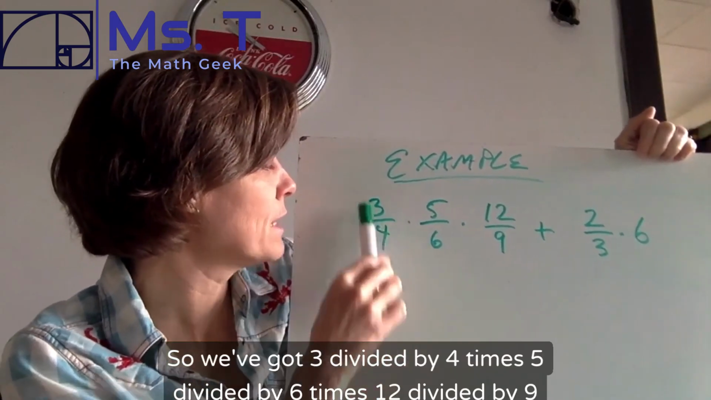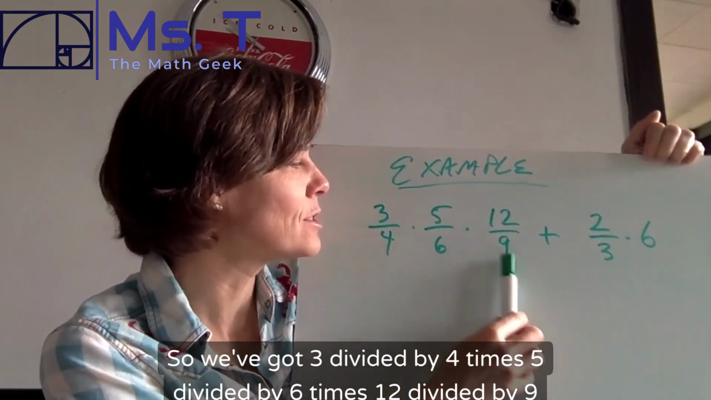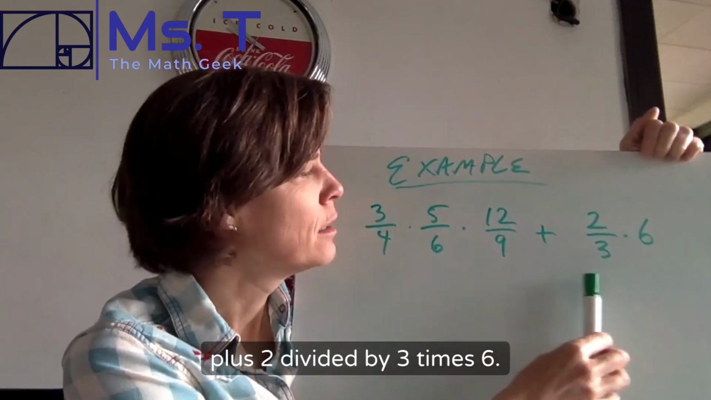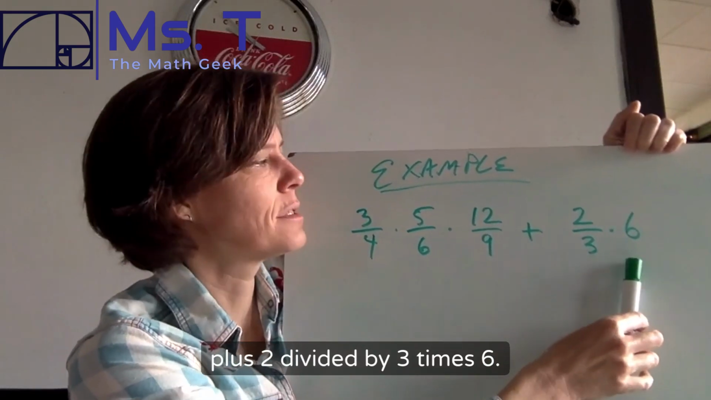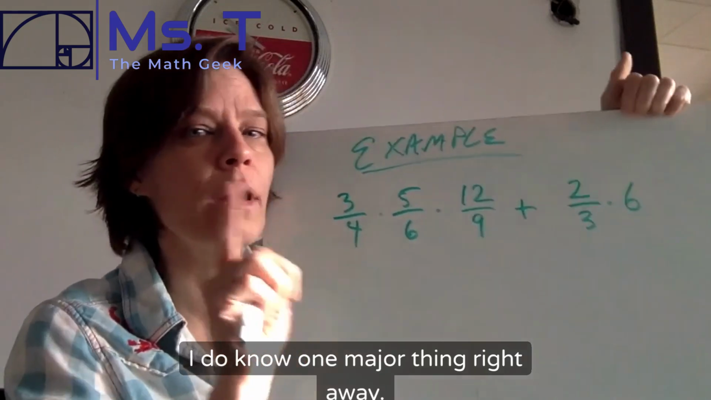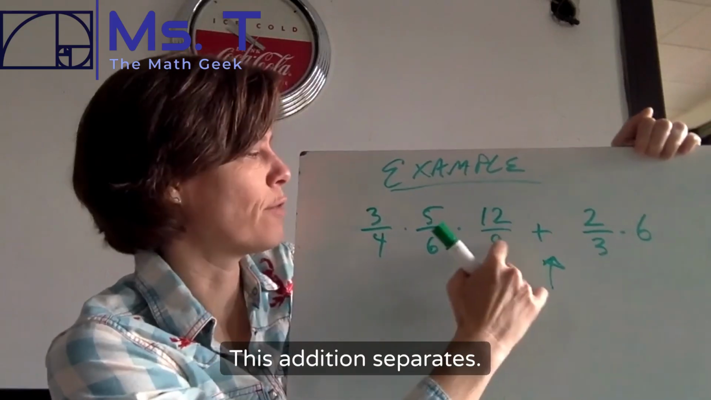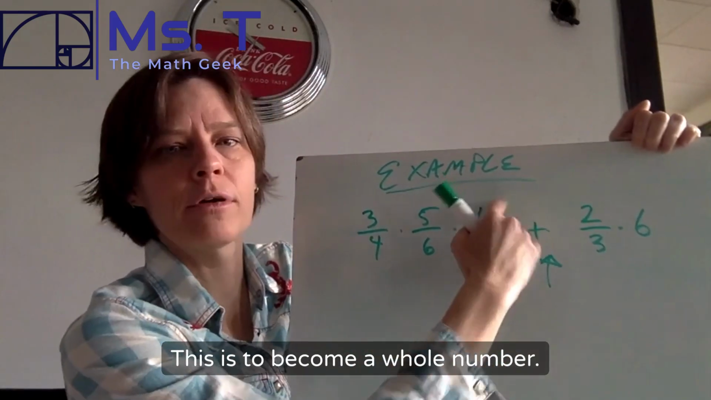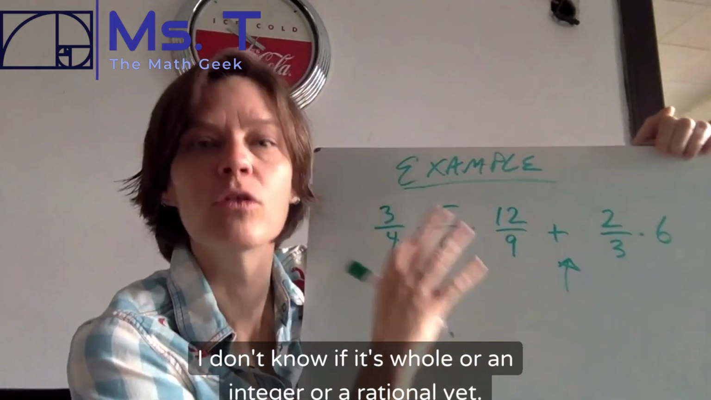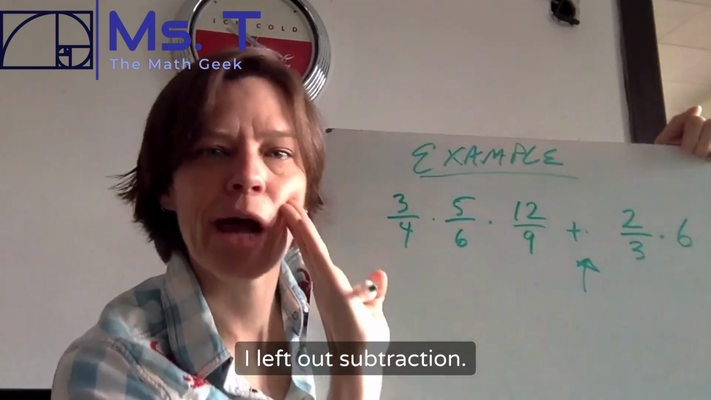So we got 3 divided by 4 times 5 divided by 6 times 12 divided by 9 plus 2 divided by 3 times 6. Well, that's a mess. But I do know one major thing right away. This addition separates. This is going to become a simplified number. I don't know if it's whole or an integer or a rational yet. This is going to become a number. I left out subtraction. You're welcome.